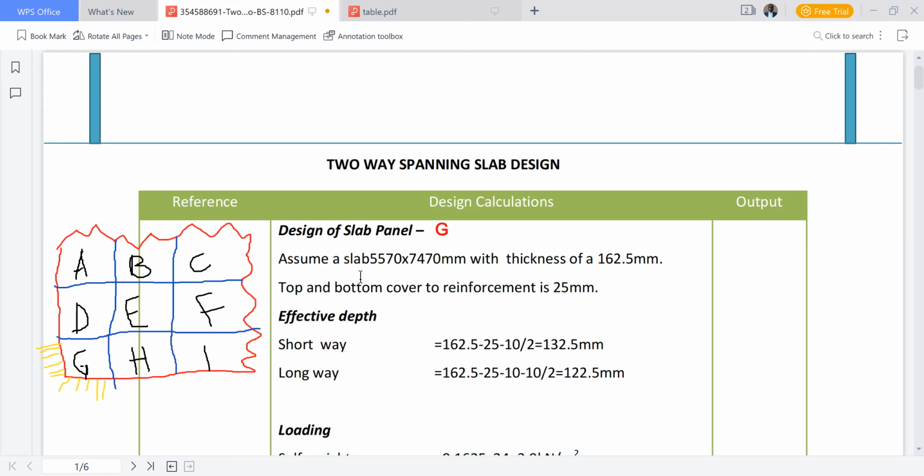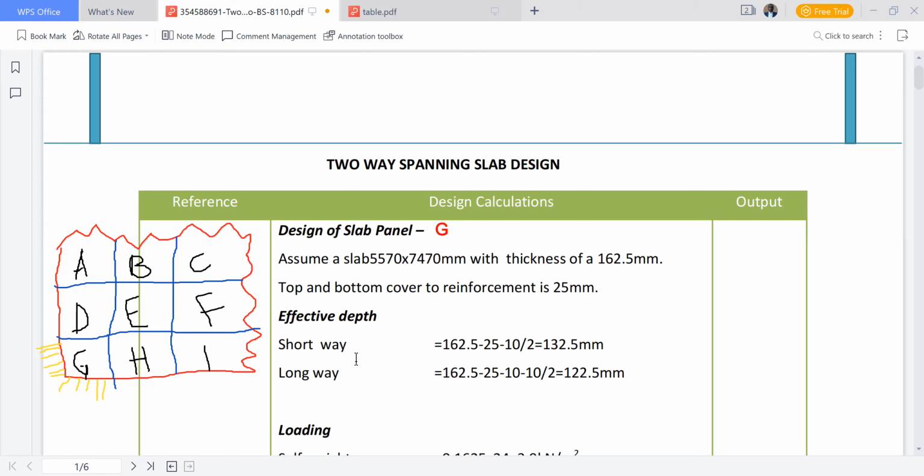Now we have to assume slab G has a measure of 5570 by 7470 millimeter and a thickness of 162.5 millimeter. Then we'll take a top and bottom cover to reinforcement of 25 millimeters. We have to compute our effective depth.